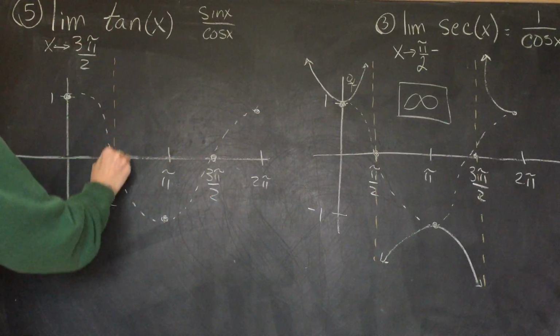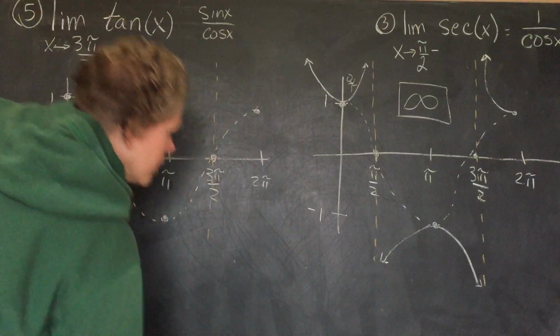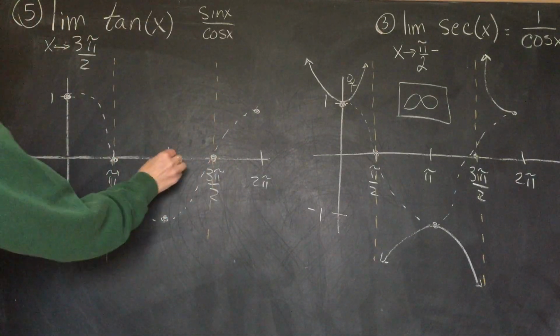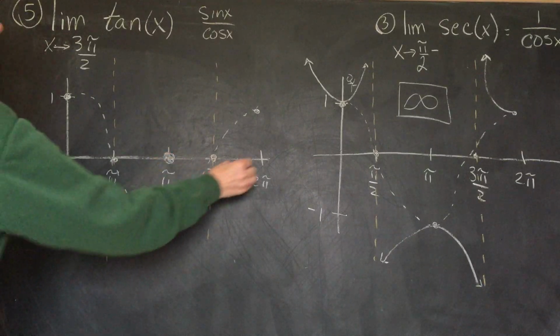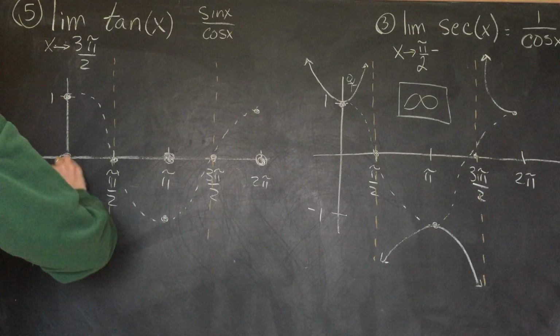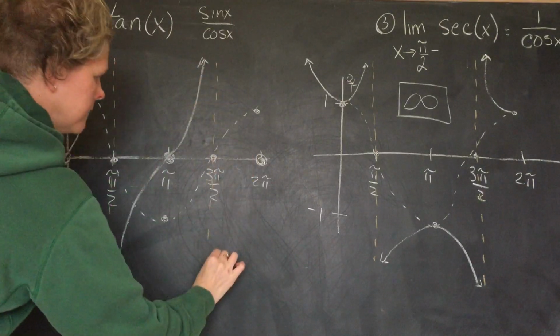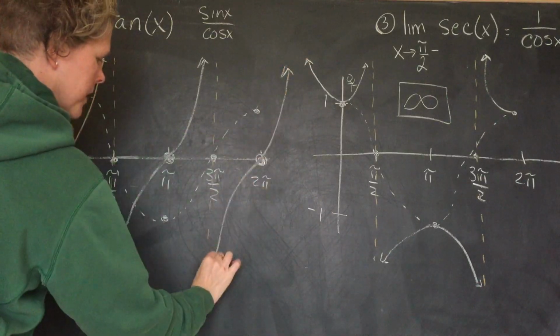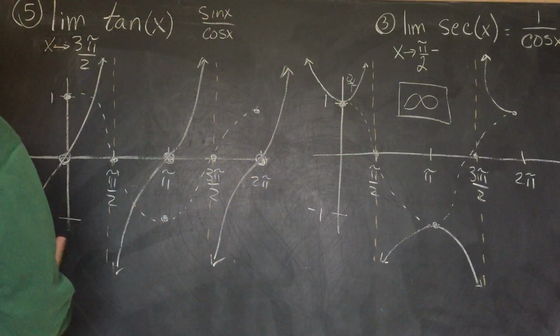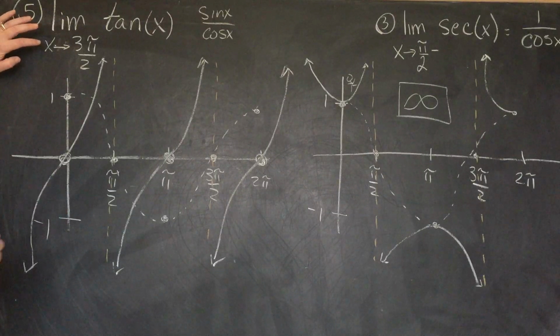I have those asymptotes at pi halves and at 3 pi halves. But now it's a tangent graph. So at the points that I didn't put the asymptotes at, there's my tangent wave. Okay, so now I'm interested in what's happening at 3 pi halves.